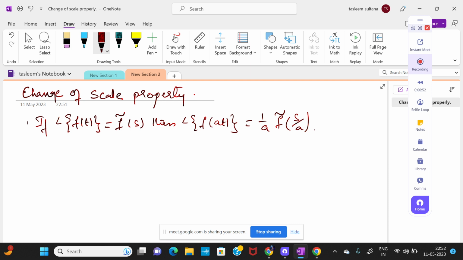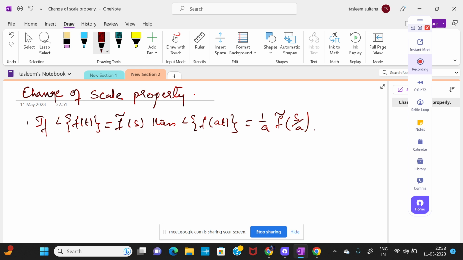In the change of scale property, whatever is given to you will be in the form of f of at. So instead of writing the direct one, first we'll drop this a and find what our f bar of s value is. Later we write that by the change of scale property, L of f of at is equal to 1 by a into f bar of s by a. Wherever s is there, we substitute with s by a and multiply with 1 by a. When we solve that, we get back the same formula you have learned in the previous one. If you see one problem, it will be more clear for you.